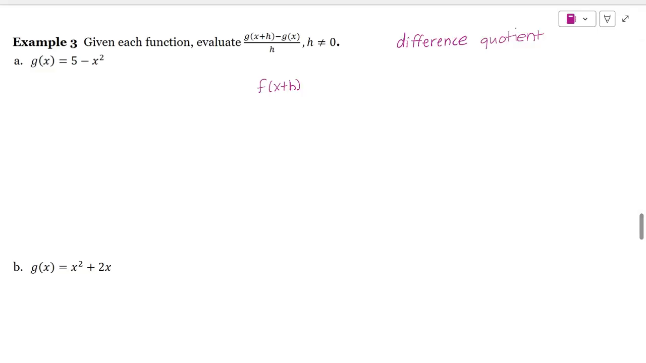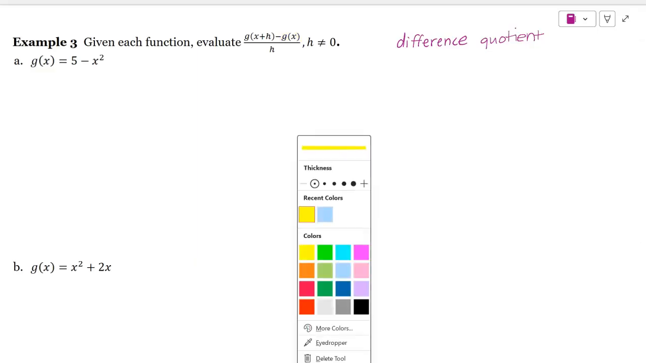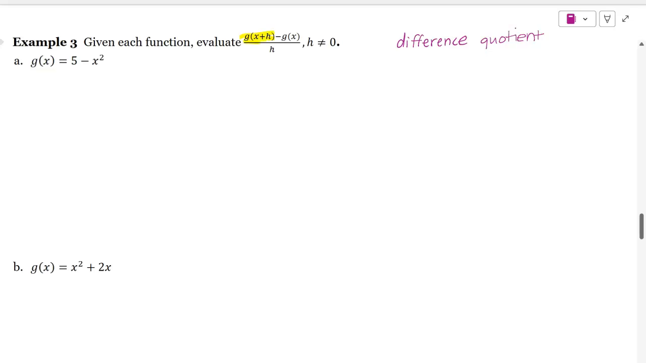It is used to calculate the slope of a graph in calculus. So you'll see it later for those of you that are going to take business calculus. We have already got g of x, which is this part of the expression. What we need to calculate, though, is that other part there, the g of x plus h. So let's figure out what that is so we can plug everything in.